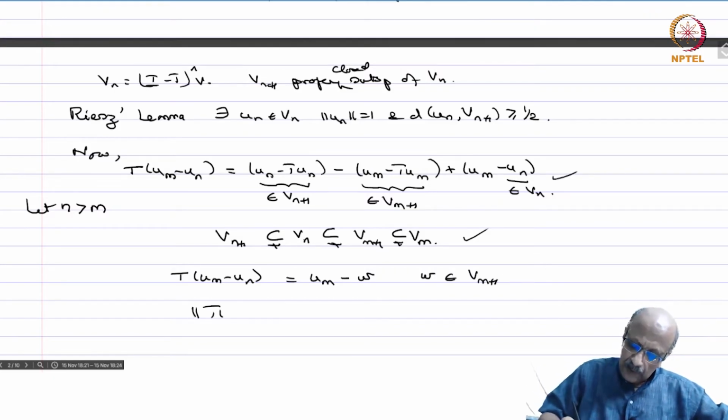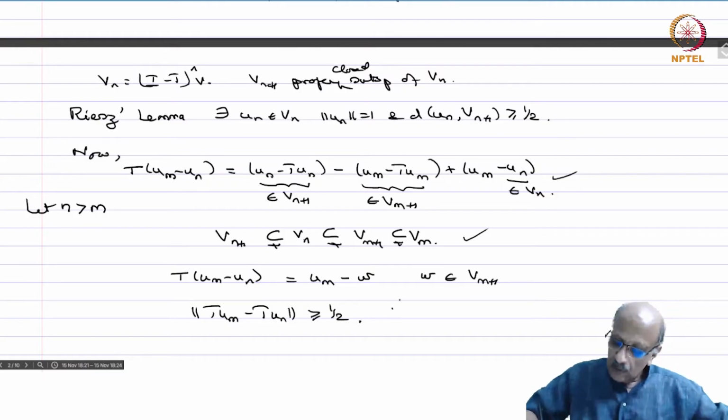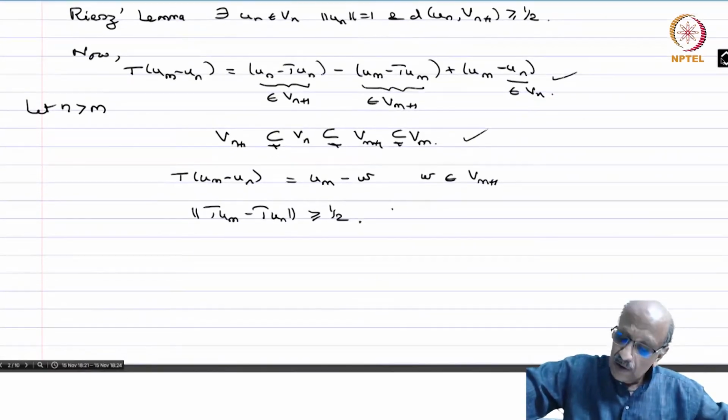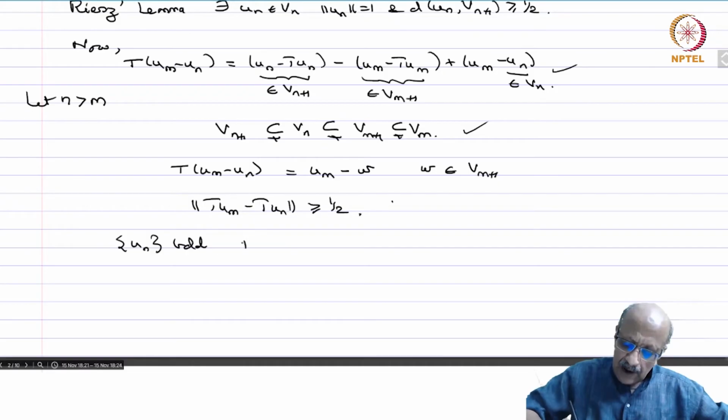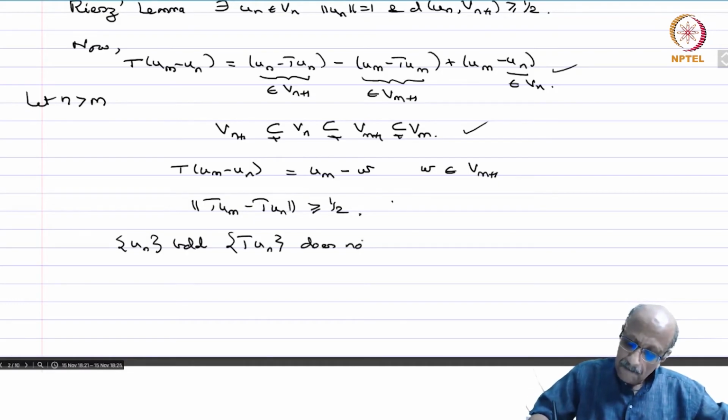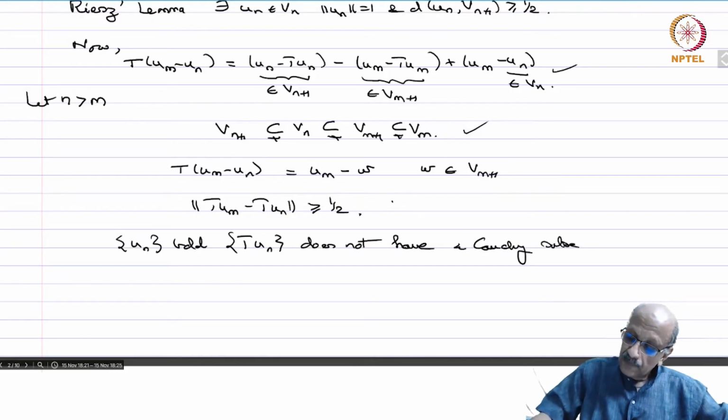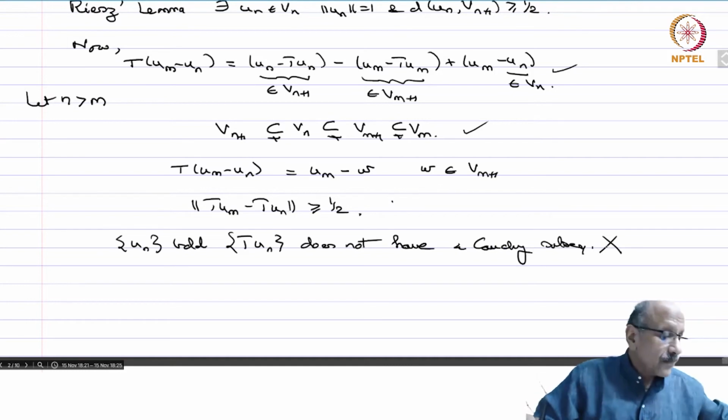Therefore the norm of Tun minus Tum is greater than or equal to 1/2. So what does this imply? You have a fixed distance between any two of them. Therefore un is bounded, its norms are all 1, and Tun does not have a Cauchy subsequence, which is a contradiction to the fact that T is compact.